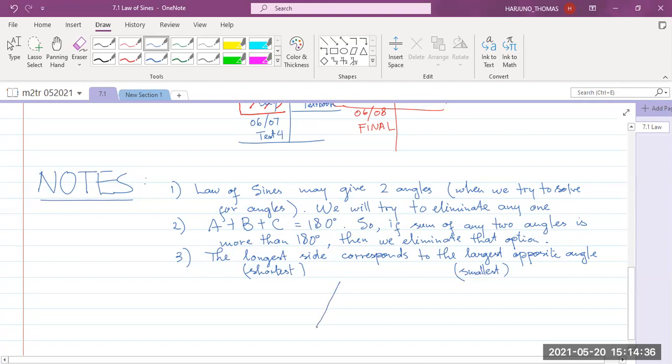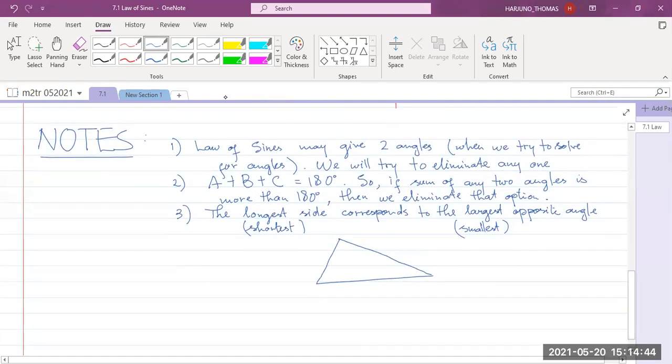Basically, the longer the side, you can draw any random triangle, and you will see that the longest side always corresponds to the largest angle, and the shortest side always corresponds to the smallest opposite angle. Okay, now that's the observation that we use from a theorem back in geometry. Let's see how we will use it.